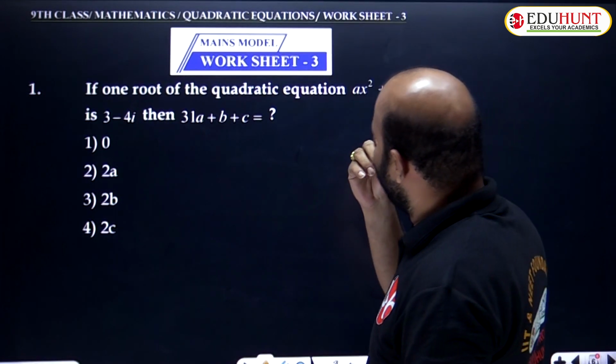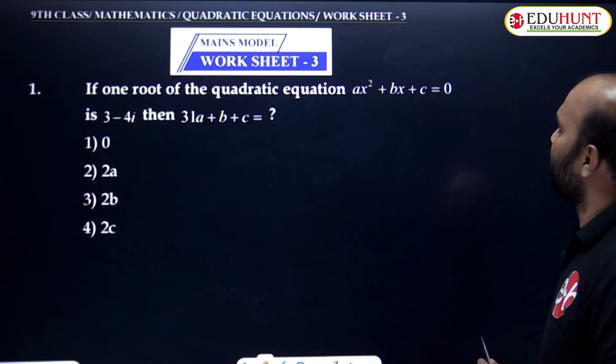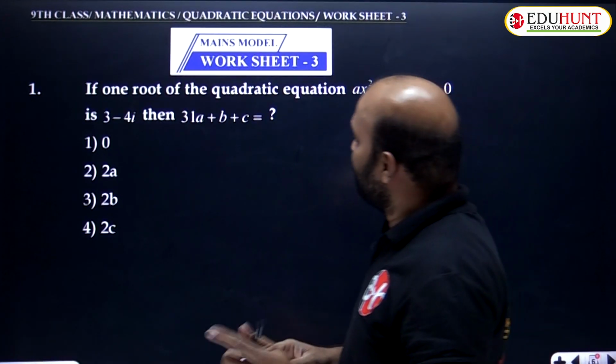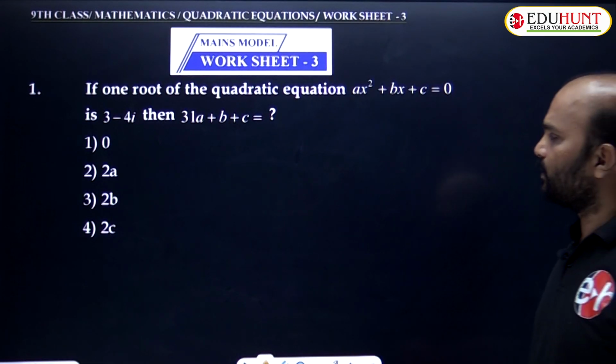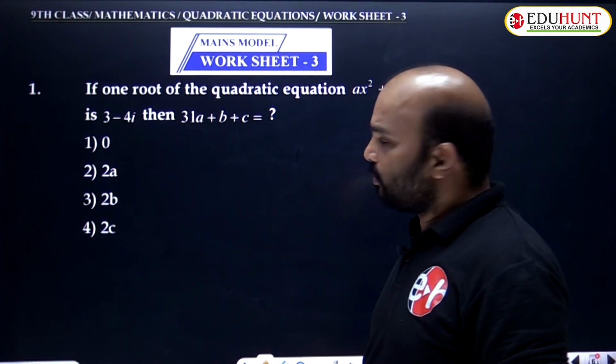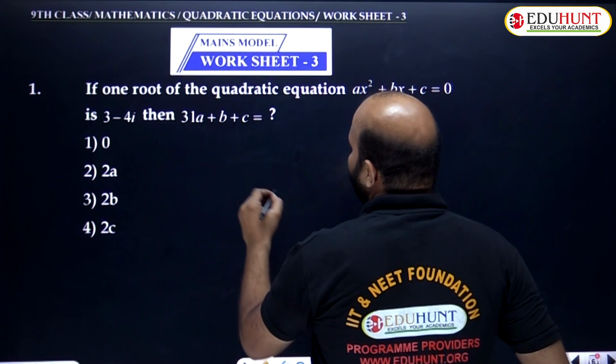Question number 1. If one root of the quadratic equation x square plus bx plus c equal to 0 is 3 minus 4i, then 31a plus b plus c is: option 1, 0; option 2, 2a; option 3, 2b; option 4, 2c. So clearly we need to identify that.